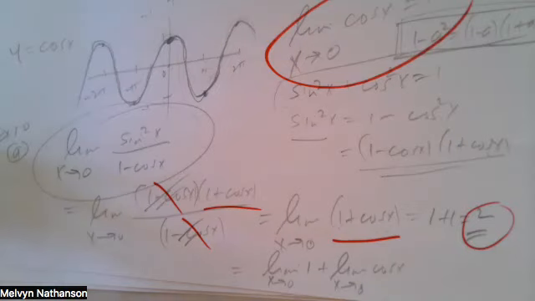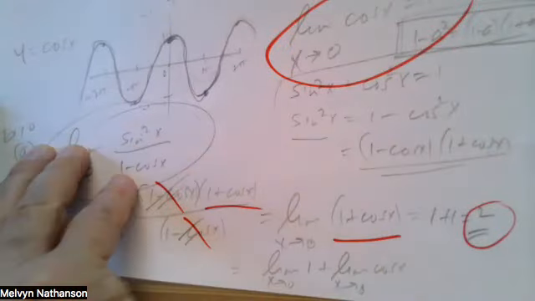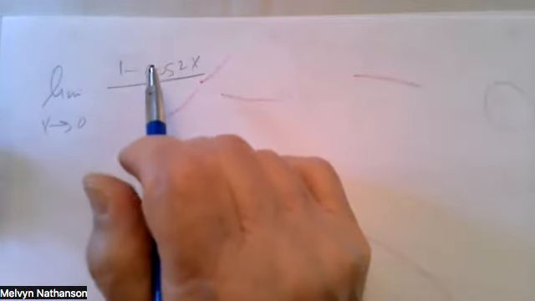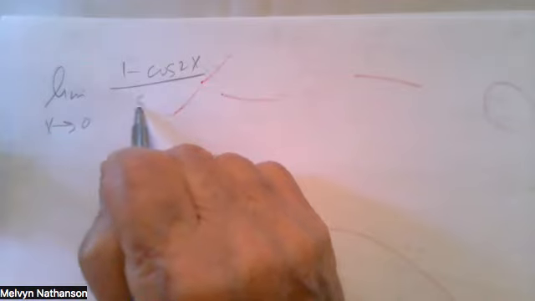No, okay, good. All right, here's another example of a trigonometric limit. We want to find the limit as x goes to 0 of 1 minus the cosine of 2x over sine x.